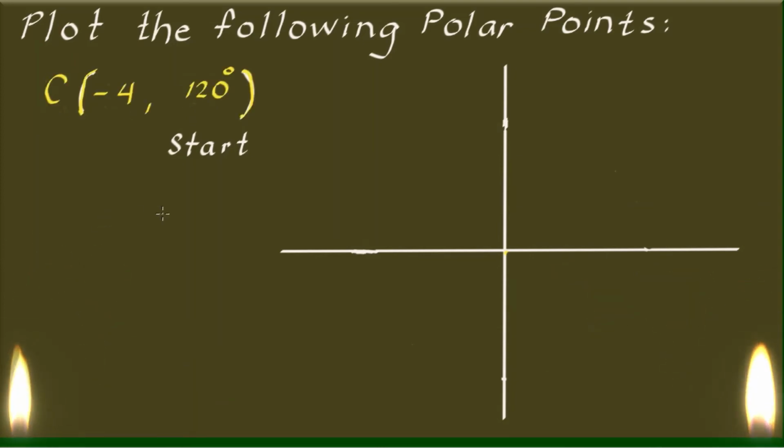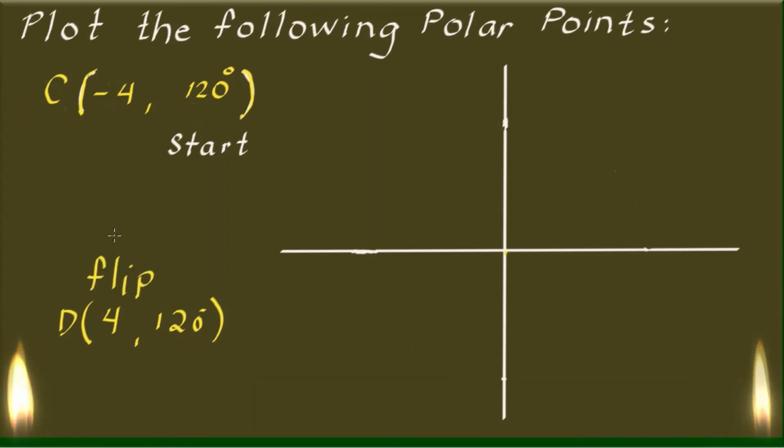Let's see the last example. How do you plot a polar point with a negative r? First thing we need to do is plot a point in which the r is positive. So in this case, we plot (positive 4, 120 degrees). And let's name this point D. After we plot point D, flip it in order to plot point C. So the flipping turns the positive 4 into a negative 4.